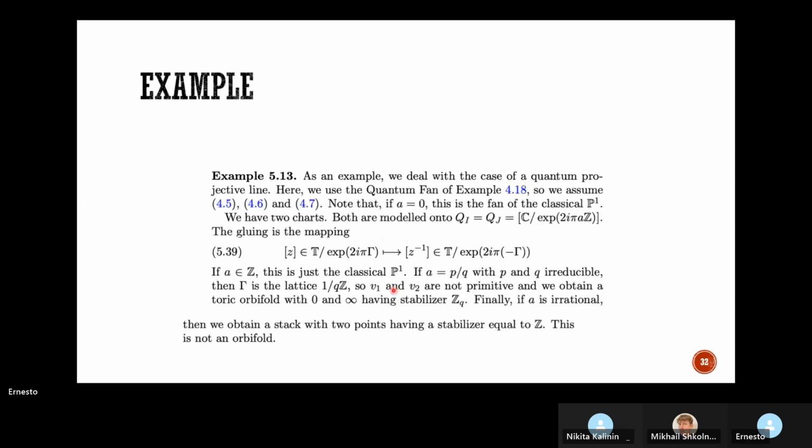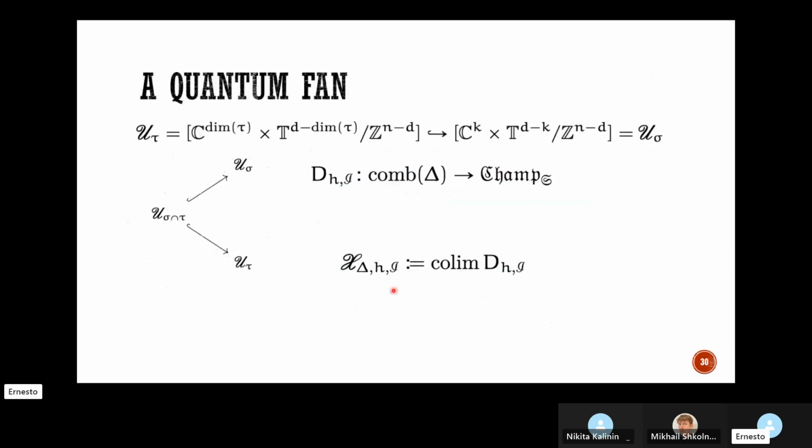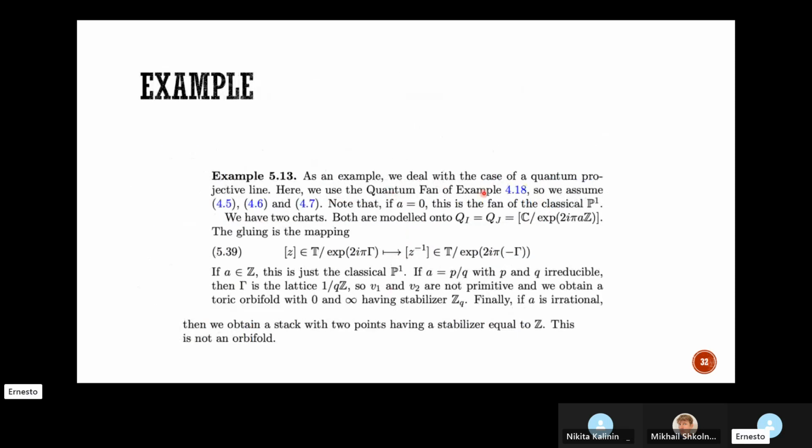Let's do this example. Let's do the quantum projective line. Again, it's exactly an example of this situation. I'll explain. I'll skip this one and go back to it later. So I will use this fan that is a typical fan for the classical P1, that is two rays just opposing each other on the real line.